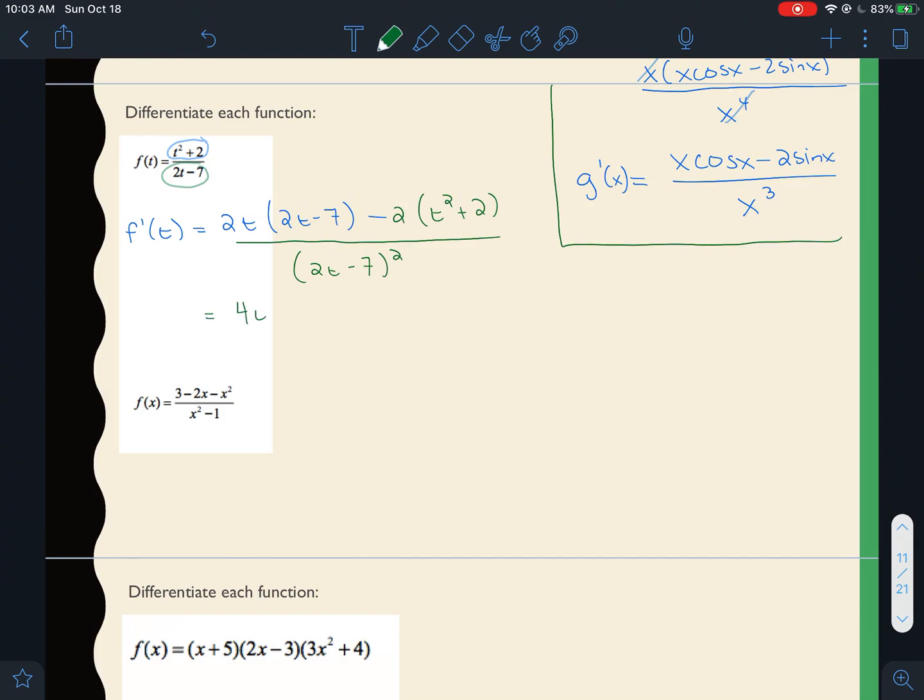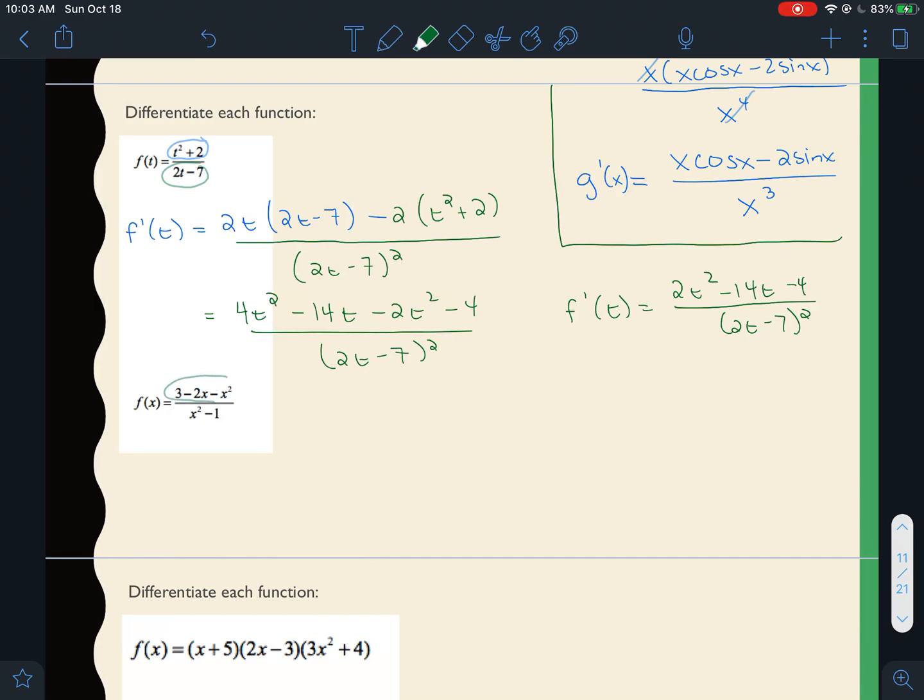And then again, if we wanted to simplify the numerator, we would get 4t squared minus 14t minus 2t squared minus 4, all over 2t minus 7 squared. And so my derivative, when I simplify this, would be 2t squared minus 14t minus 4, all over 2t minus 7 squared. The numerator, I would have t times negative 4, 2 times negative 4, which is negative 8. I can't think of any factors of negative 8 that would add up to negative 14, so it won't factor, so I'm going to leave that alone.